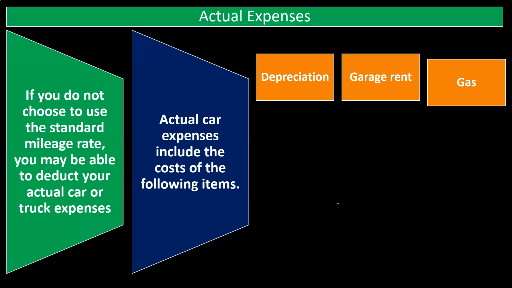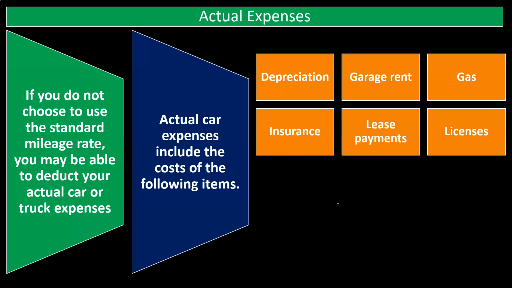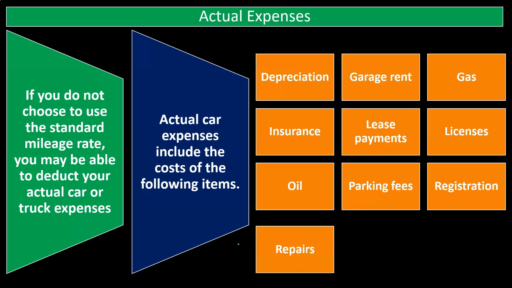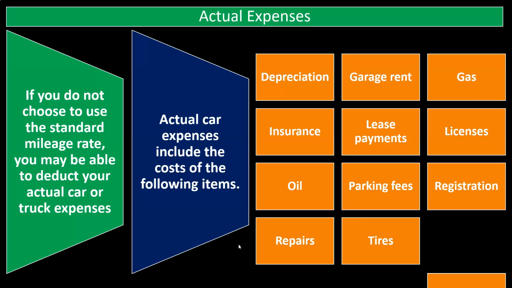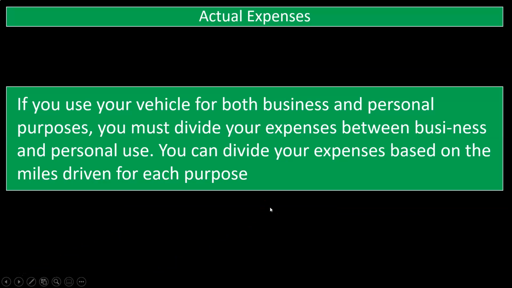So we might have garage rent, we might have gas involved, insurance, lease payments, licenses, oil, parking fees, registration, repairs, tires, tolls. These are all types of things that we could then add up for, of course, the actual expenses. So actual expenses, if you use your vehicle for both business and personal purposes, you must divide your expenses between business and personal use. You can divide your expenses based on the miles driven for each purpose.